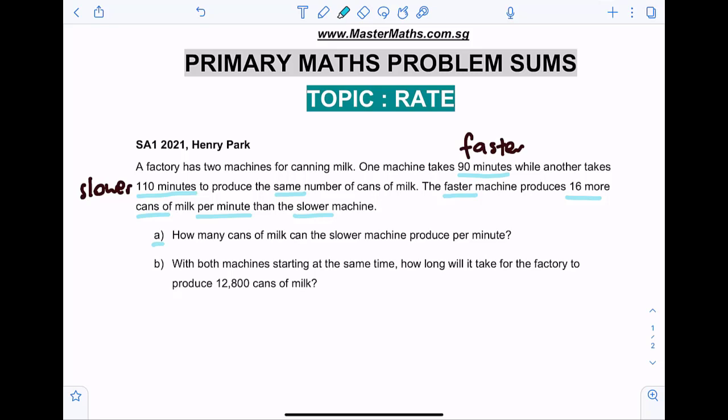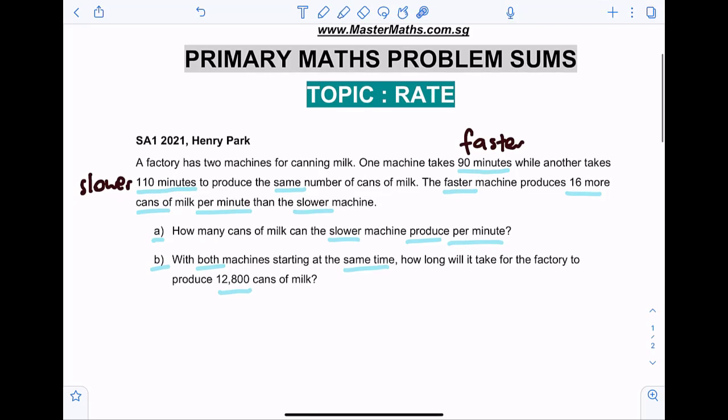Part A: how many cans of milk can the slower machine produce per minute? Part B: with both machines starting at the same time, how long will it take for the factory to produce 12,800 cans of milk? Now, to do part A, we need to realize one thing.